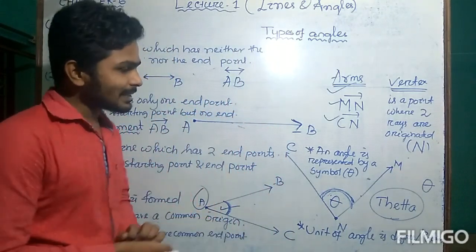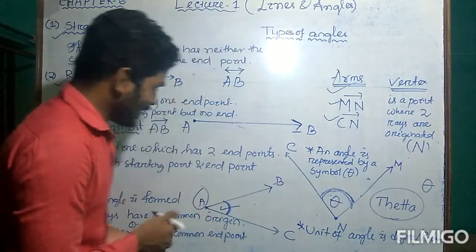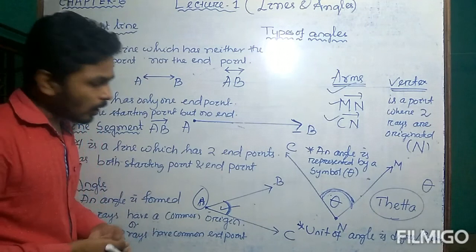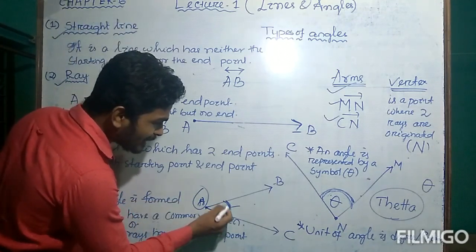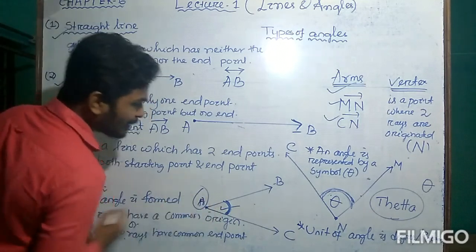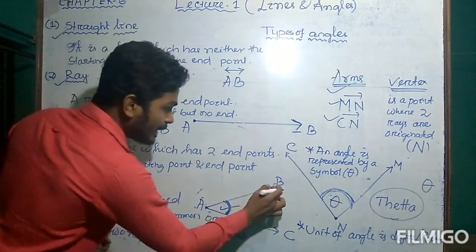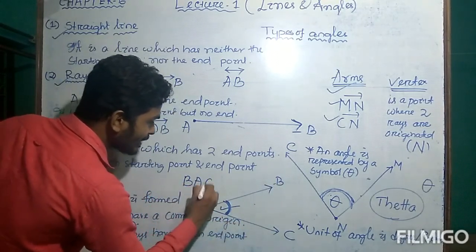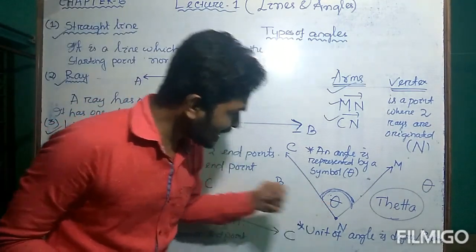Understood? Next thing is, how can you represent an angle? Okay, see, an angle is formed at the vertex, at the common meeting point or at the origin point. Okay, so what is the name of this angle? The name of this angle is BAC. What is it? It is BAC. Right? Similarly, what is the name of this angle?